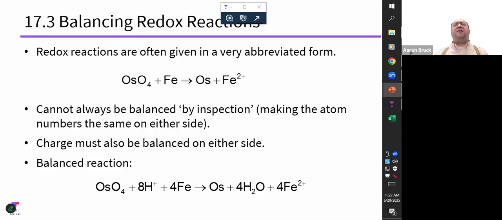So there's a process that we use for balancing redox reactions. And the process itself is formulaic, but will take some practice to get used to.